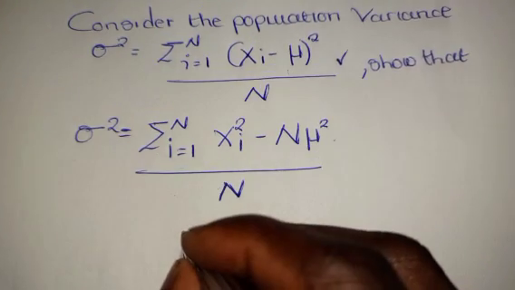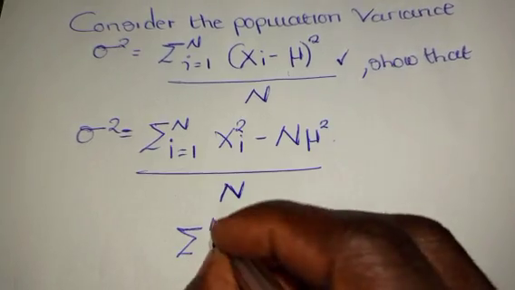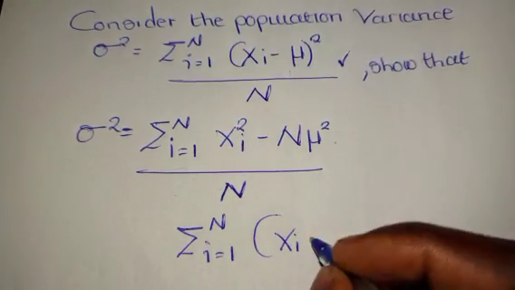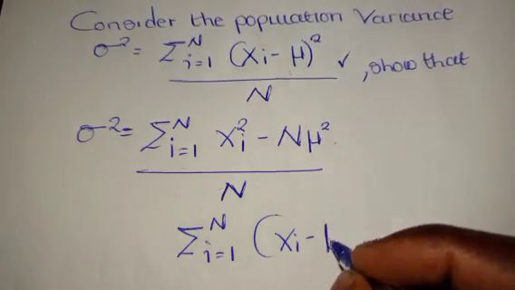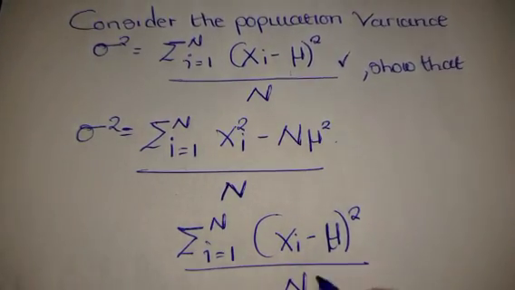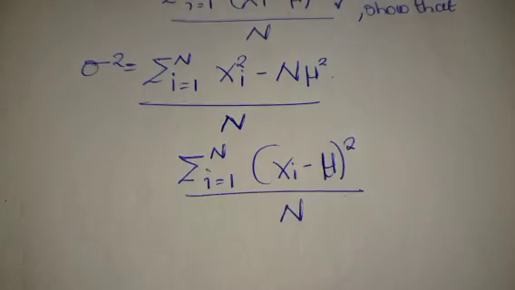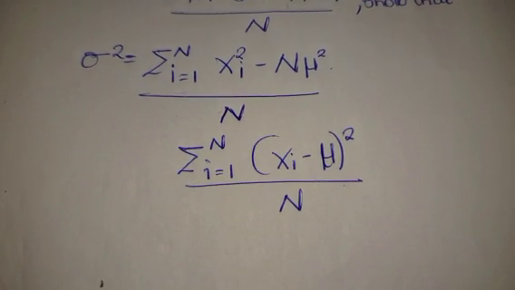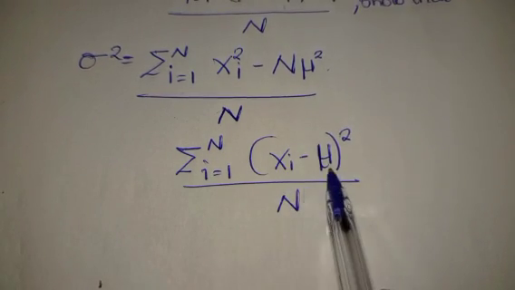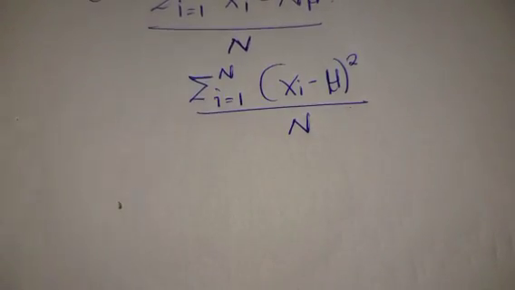So we will copy the equation the way it is: the summation of i equals 1 to n of (x_i minus mu) squared, over n. We have been told to show that this is equal to that equation there. So what we will do here is first expand and simplify.